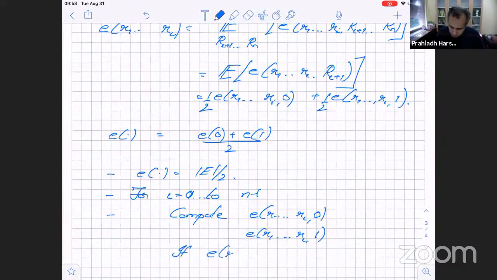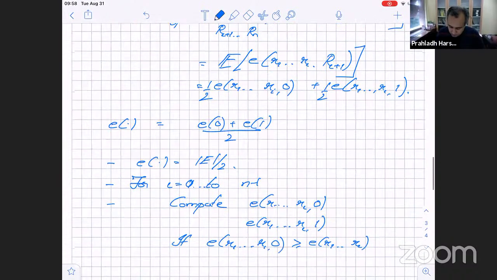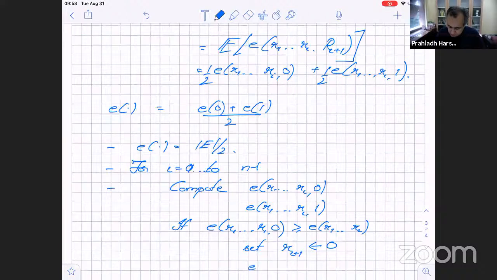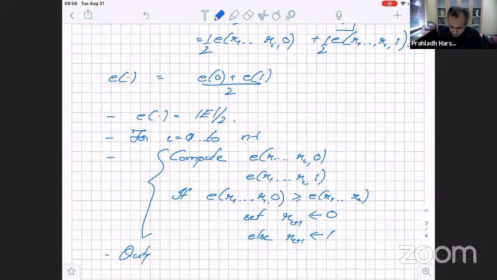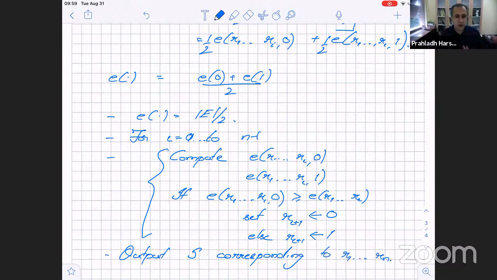If E[R1 to Ri, 0] is greater than or equal to E[R1 to Ri, 1], set Ri plus 1 to be equal to 0, else set Ri plus 1 to be equal to 1, and that's the end of the loop. And output the S corresponding to R1, R2, ..., Rn. Ishan, now does it answer your question?